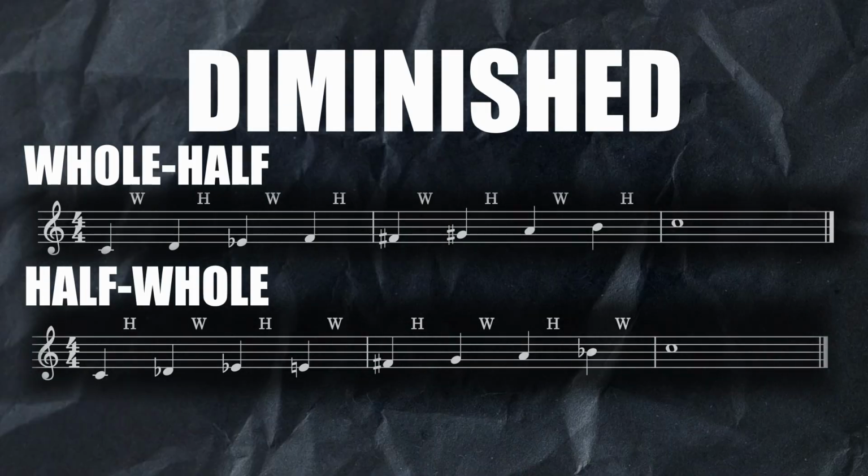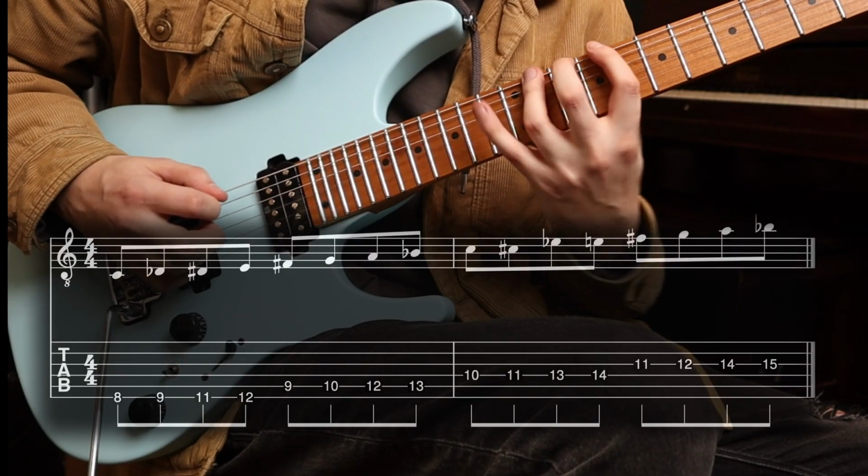So the last scale I want to talk about is the diminished scale. It's a symmetrical scale with 8 notes. There's actually 2 versions of this, the whole half and the half whole. The way to think about it is that it's just a whole step and a half step, whole step, half step, repeating. That would be the whole half. Half whole is just the opposite of that. It's half step, then whole step, half step, then whole step.